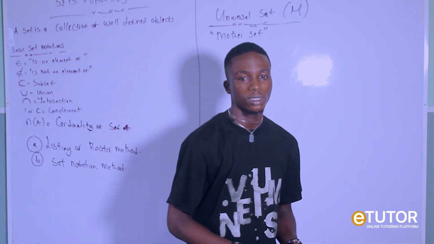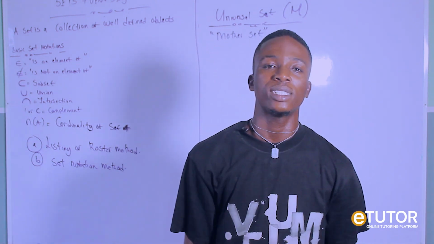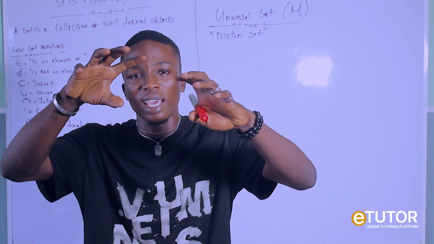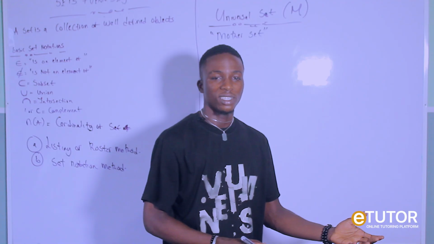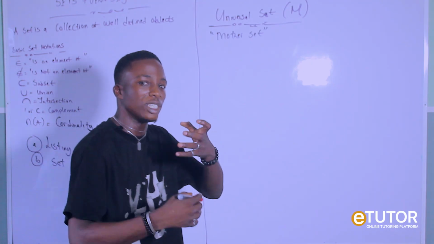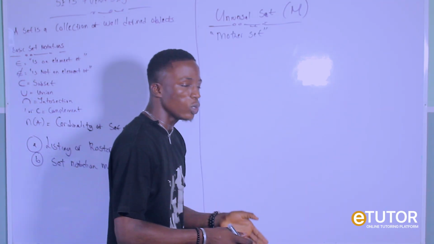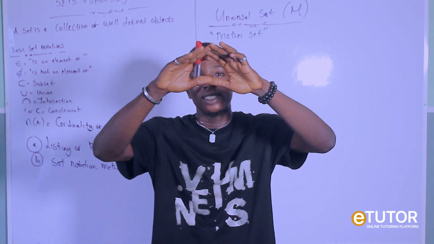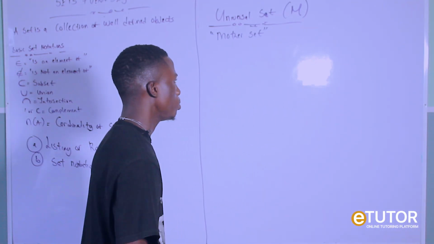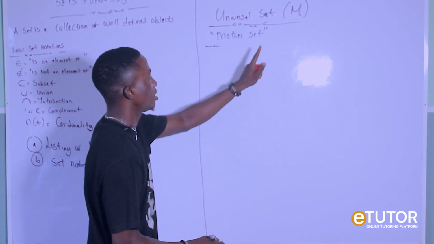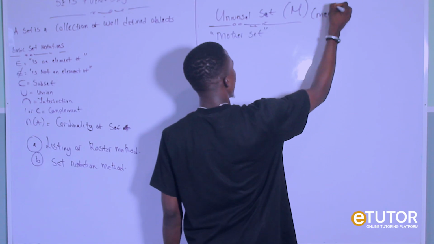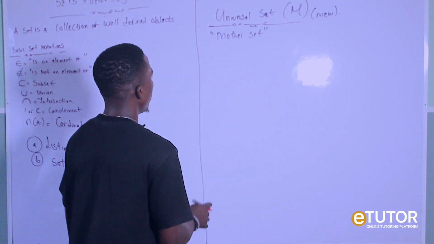This is the set that encompasses every other set. Every other set is gotten from the universal set. It's the set that houses every other set. Just like a mother gives birth to children, the mother is the origin of her children. So basically, the universal set is also called the mother set. It is a set that encompasses every other set. It is denoted as this. This is called mu, M-E-W.